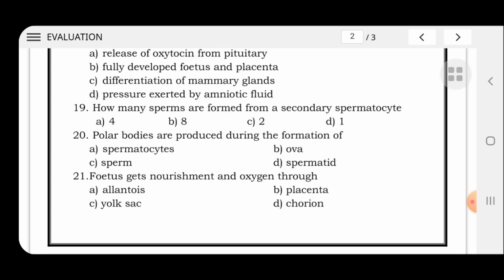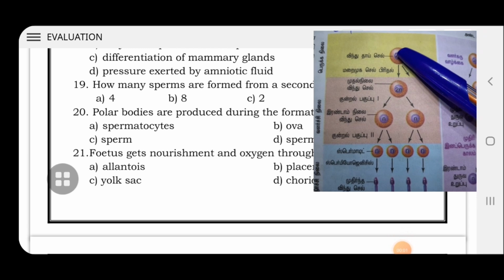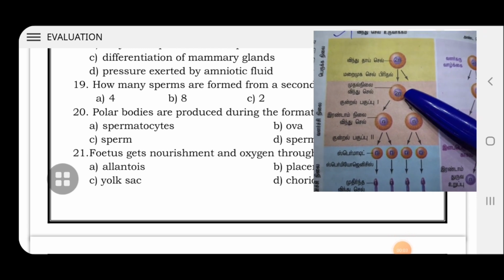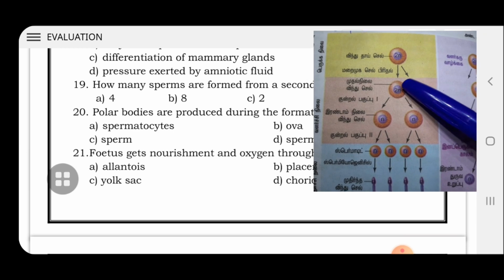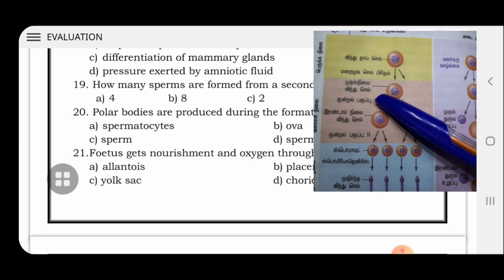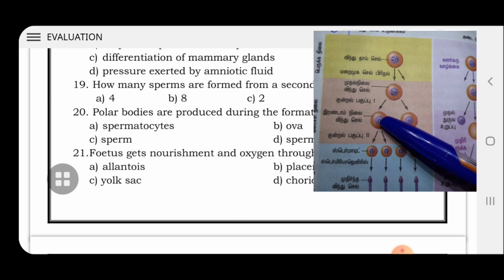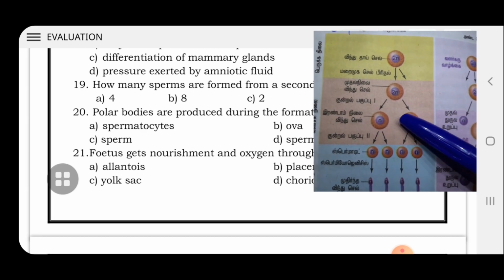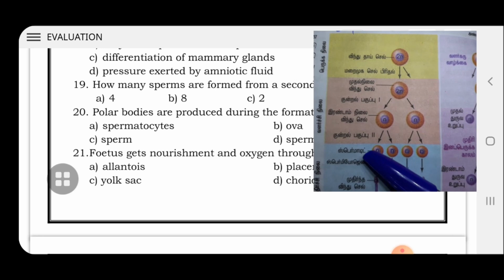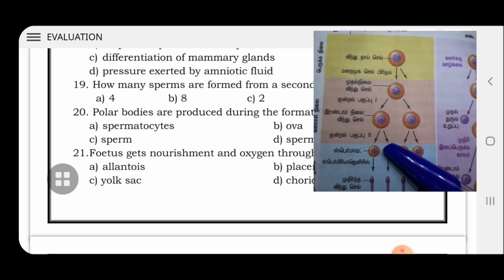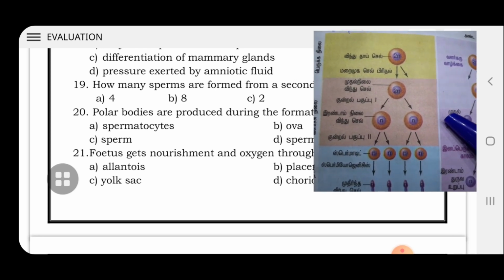How many sperms are formed from a secondary spermatocyte? Generally, the process of spermatogenesis produces four sperm or spermatozoa. The sperm mother cell undergoes mitotic divisions and forms a primary spermatocyte. This primary spermatocyte undergoes meiotic division 1 to form secondary spermatocytes. These secondary spermatocytes undergo meiotic division 2 to form four spermatozoa.